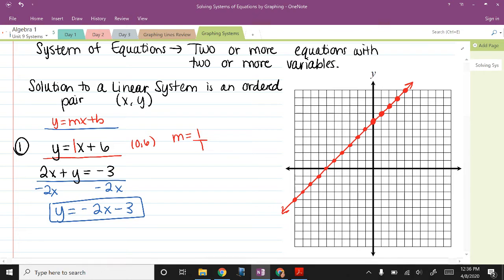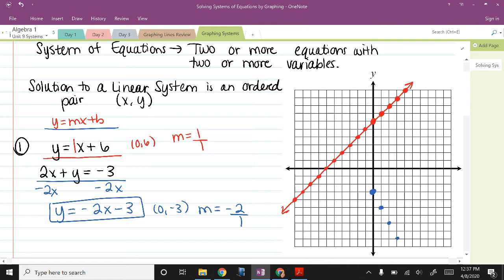So my y-intercept is the point (0, -3), and my slope is -2/1. So I start down here at (0, -3) on the y-axis. Always have your first point on the y-axis. And my slope says -2, right 1. So down 2, to the right 1. I'm going to do that a few times that way.